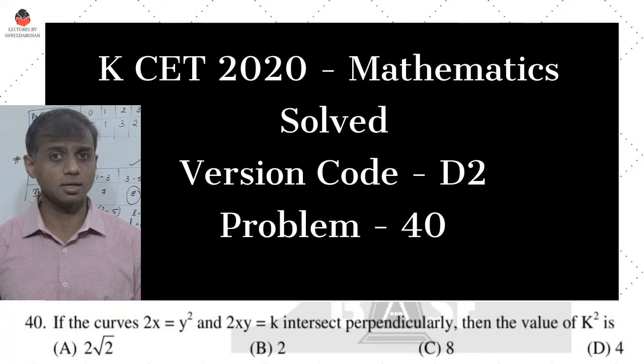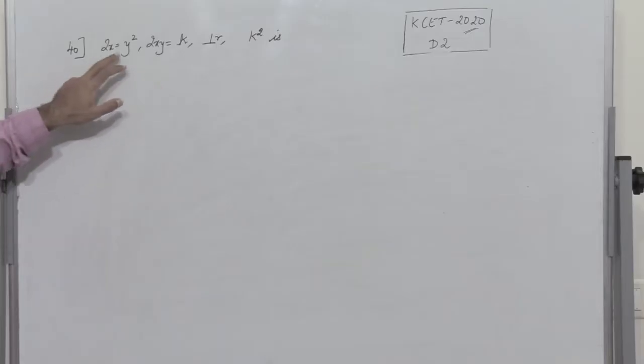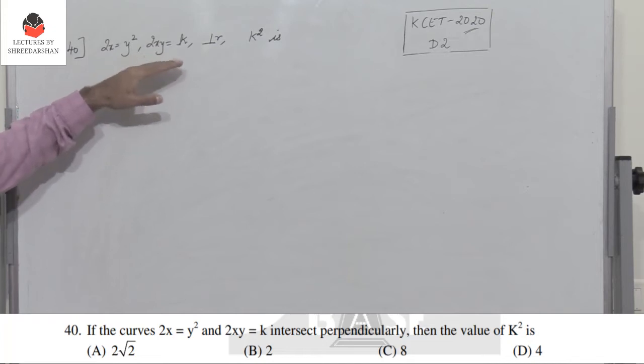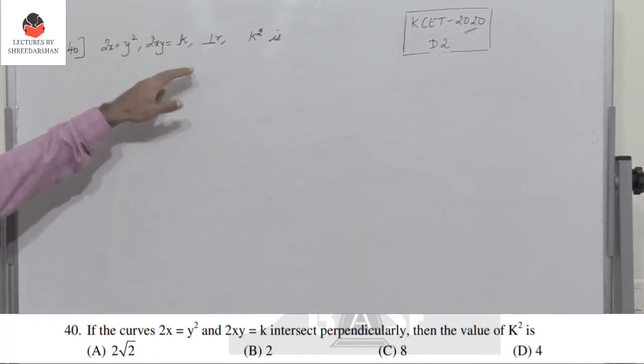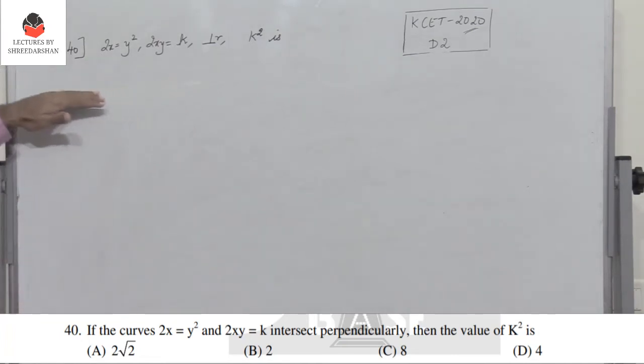Problem 40, this is a very interesting problem. Given 2x equals y square, 2xy equals k, and they intersect perpendicularly, then the value of k square is. So there are four options which you can see. You need to select the right answer.